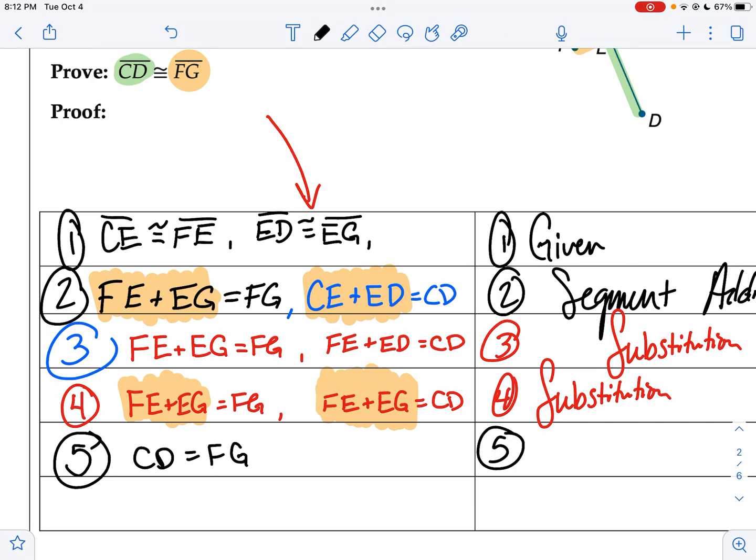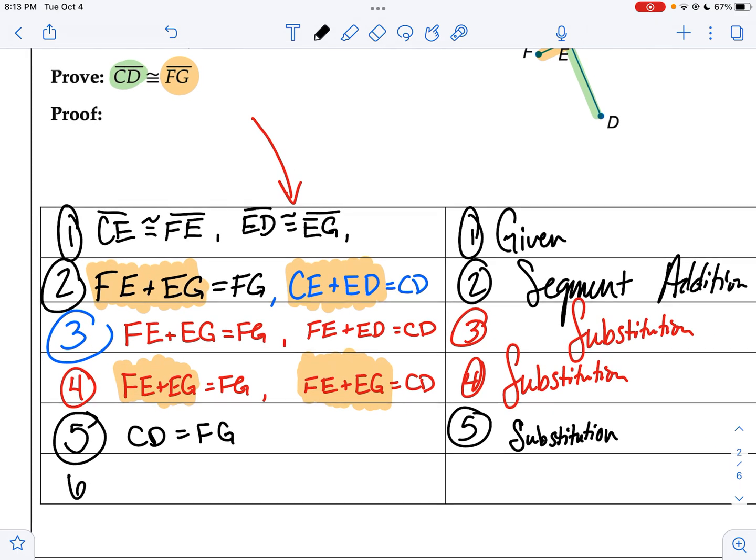You could call that the transitive property, you could call that substitution. It does not matter to me which one you use there. Some teachers, professors might be a little bit more picky about that distinction. And finally, step 6, it told me to prove that they were congruent. All I've proven was equality so far, so I just need to take CD, FG, and claim that those are congruent because they're equal. So by the definition of what it means to be congruent, I can say if they're equal, they've got to be congruent.